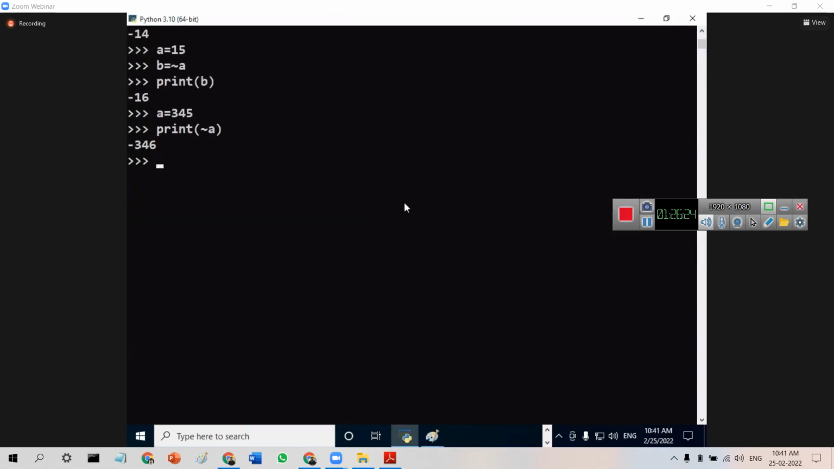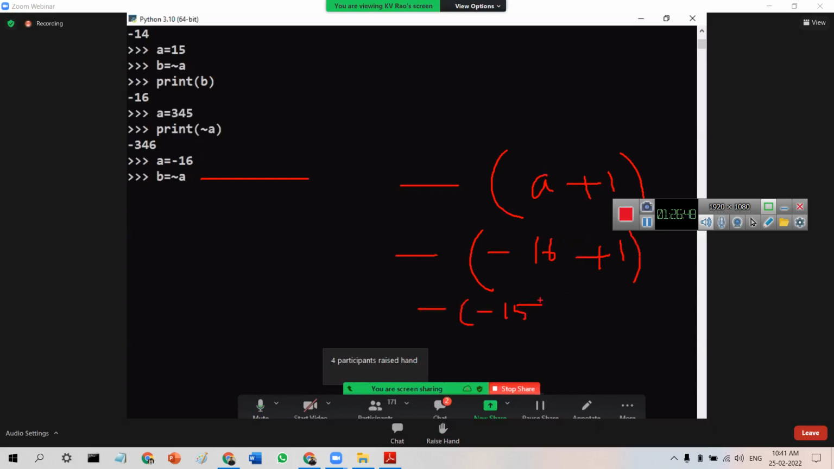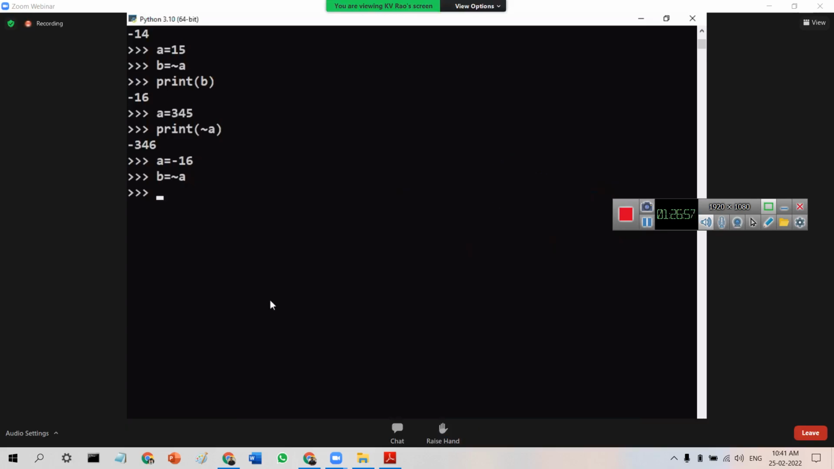Minus 16. A is equal to minus 16. This is very easy. B is equal to complement of A. Tell me the formula. Apply minus of A plus 1. What is the value of A? Minus of minus 16 plus 1, minus of minus 15. What is the value going to be? 15. Simple. Print B. 15 converted back to minus 16 only.